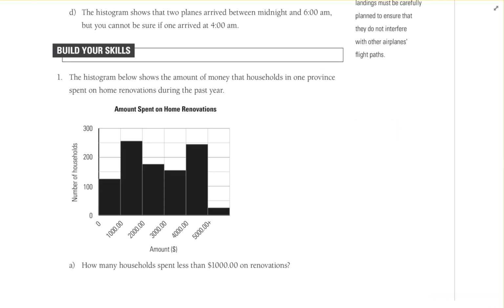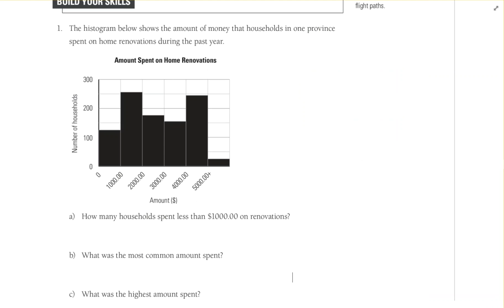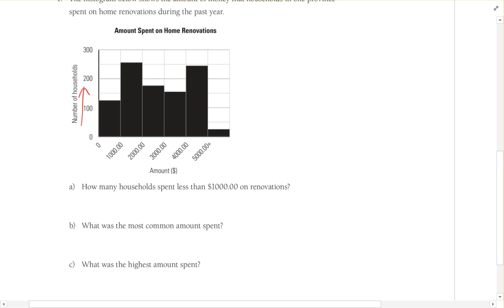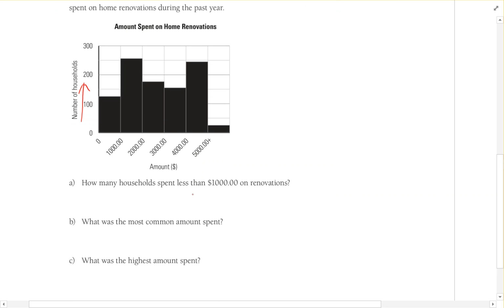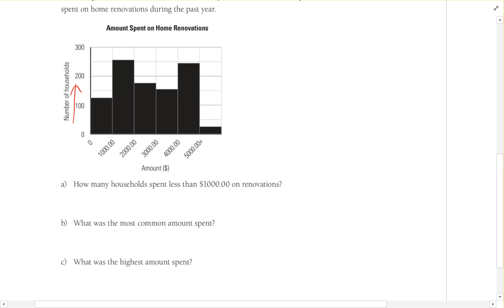Okay, so let's do this build your skills one. I'm going to let you guys do most of the answering here. So it says the histogram below shows the amount of money that households in one province spent on home renovations during the past year. So up the left side, we've got number of households. Along the bottom, we've got amount spent.